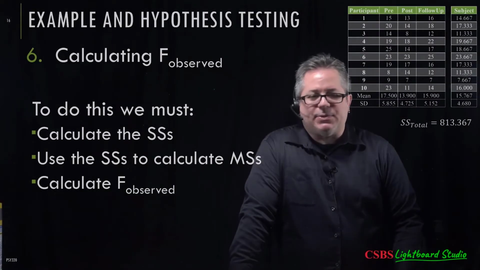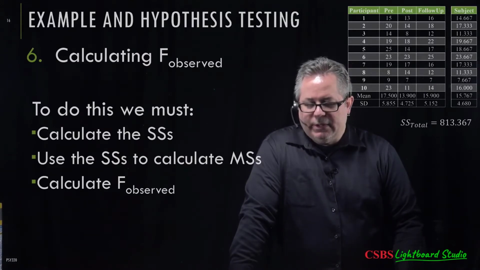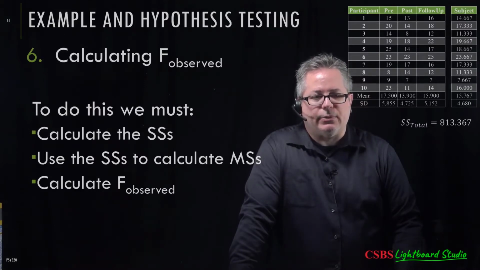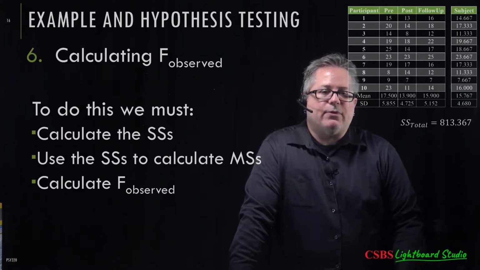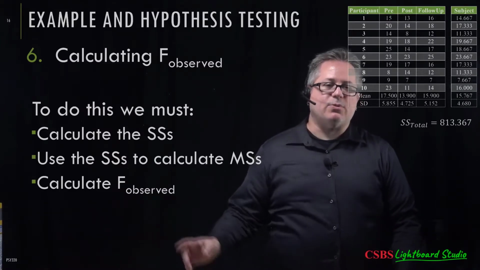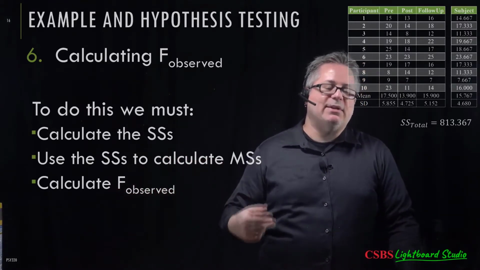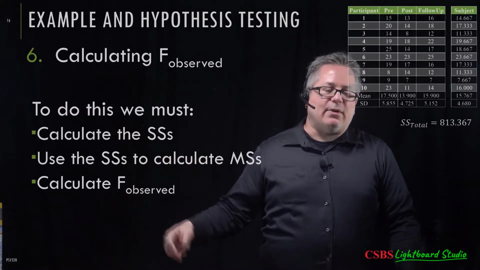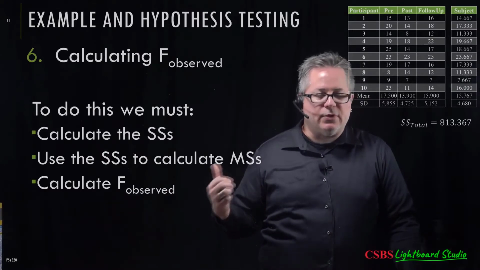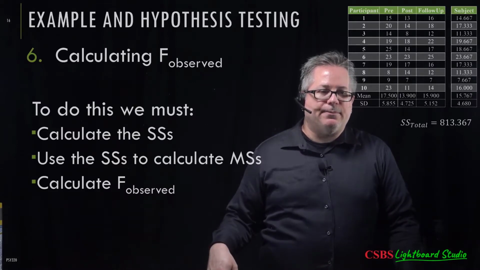So on to step 6, which of course is the meat of the analysis, because that's where we're going to find our F observed in order to compare it to our F critical. So step 6, calculating F observed. To do this, we're going to calculate the sum of squares, use the sum of squares to calculate the mean squares, and then use all that to calculate the F observed. Sum of squares, we use those with degrees of freedom to get the mean squares, and then mean squares to get F. All right, so let's do that.